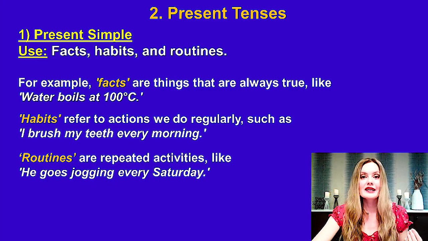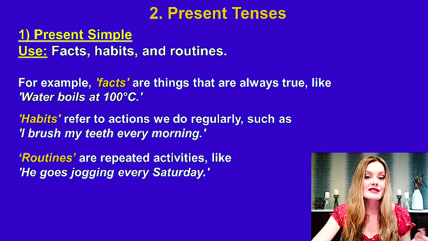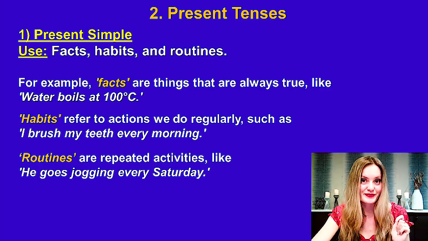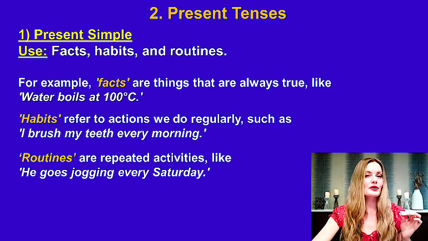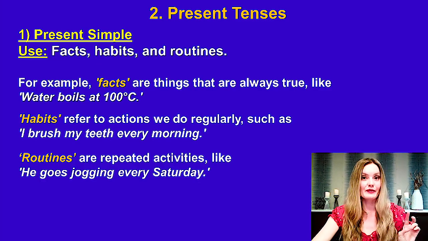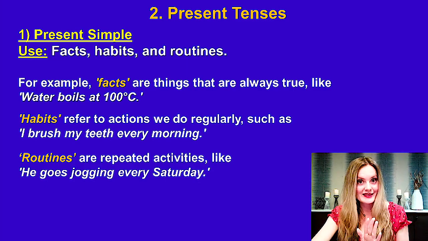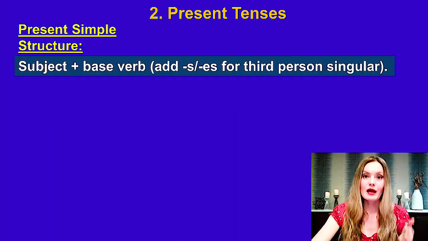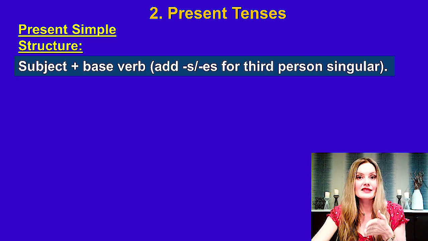Routines. Routines are repeated activities like he goes jogging every Saturday. So these are routines. One more time, we use present simple when we talk about facts, habits, and routines. The structure of present simple. We need to have a subject plus base verb.